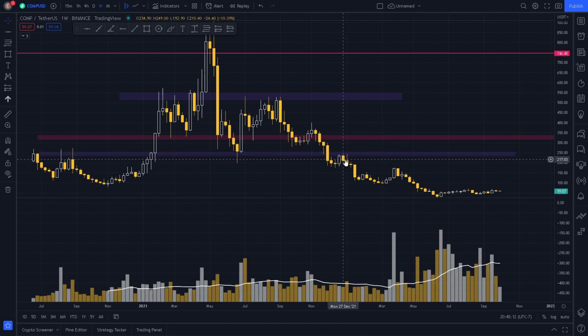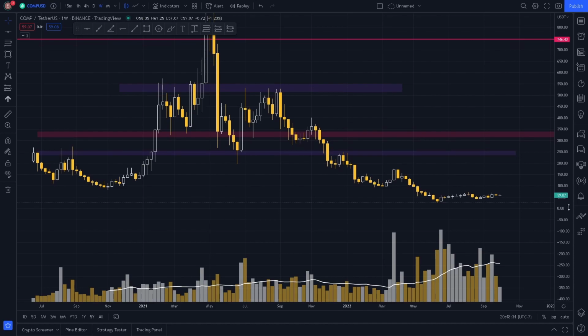Now, after price reacted to the same level as it was once support flipped into resistance, we see bearish momentum pick up through this candle here, which showed us confirmation that an uptrend is no longer valid and continuation of the downtrend is in play.